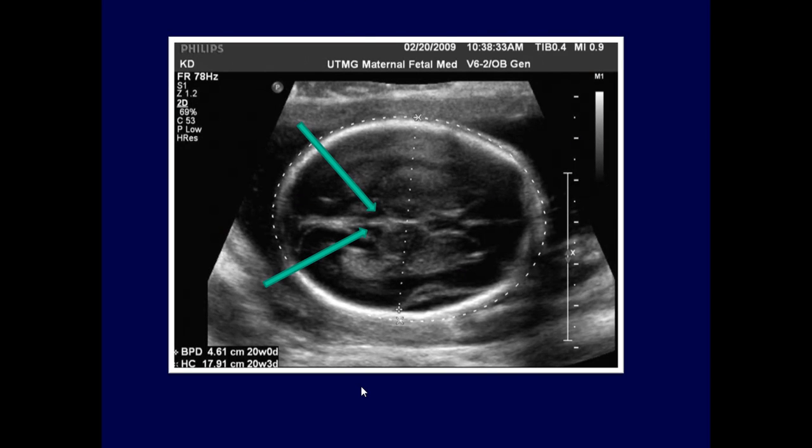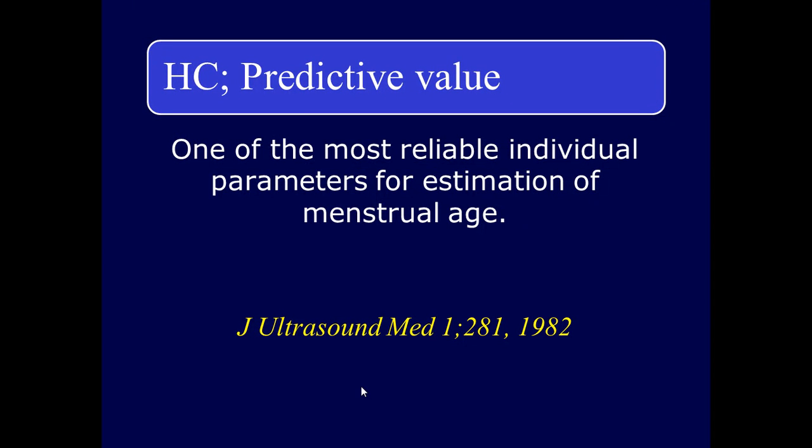This is the plane of section that fulfills the criteria for measuring biparietal diameter and head circumference. This is the thalamus, this is the third ventricle, and this is the cavum septum lucidum. The ellipse is carefully fit to the calvarial margins, so the correctly measured 17.9 centimeters is highly accurate. Head circumference is one of the most reliable individual parameters for estimation of gestational age. This is due to its shape independence. In a study published in 1982, a series of 594 patients demonstrated that the head circumference was superior to the biparietal diameter as a predictor of gestational age.